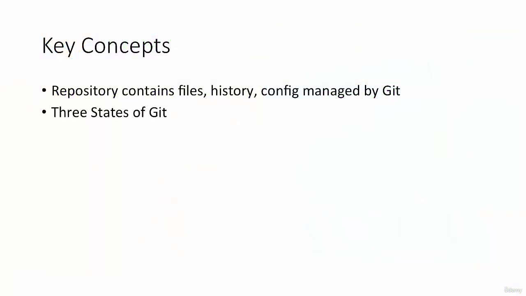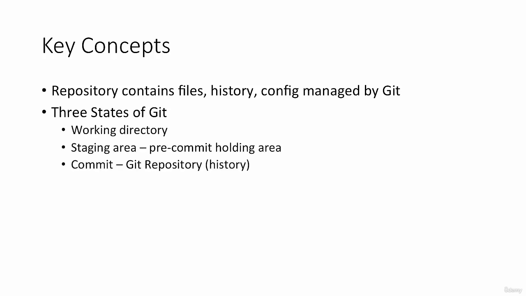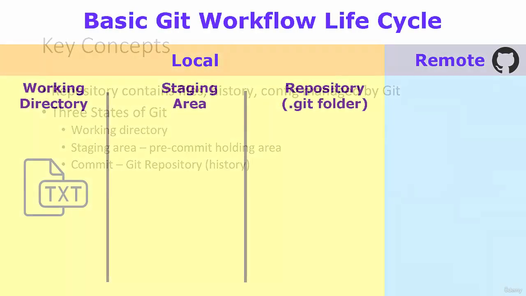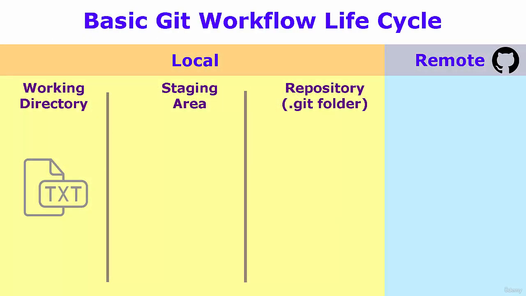Next, you need to know about the 3 local states related to files being managed by Git: the working directory, staging area, and the Git repository, or the commit history. The working directory is the directory or folder on your computer that holds all the project or application files. Files within the working directory may or may not be managed by Git. However, Git is aware of them.